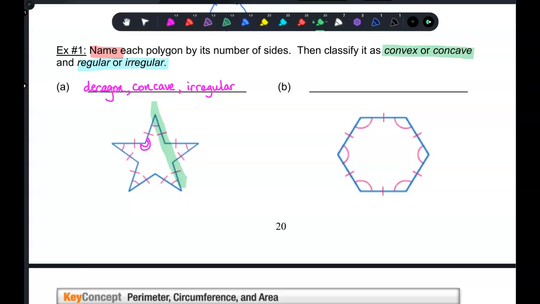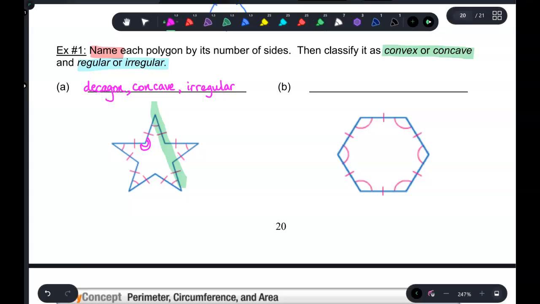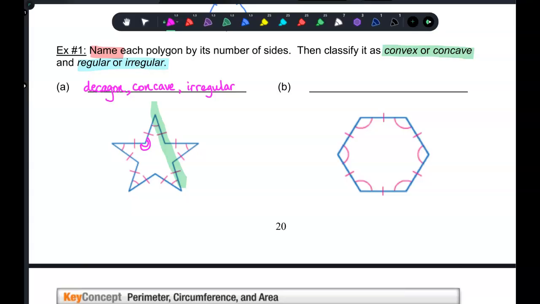All right, next one. This one's a nice picture. How many sides do we have? 6. So it's called a hexagon. And is this convex or concave? Convex. Good. There's no places where it caves inward. And finally, is it regular or irregular? Regular. We can see all 6 sides are congruent, and all 6 angles. Perfect. It is regular.